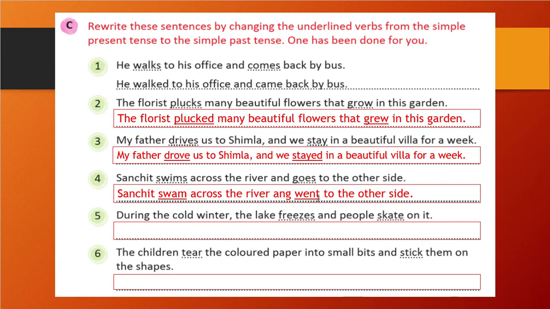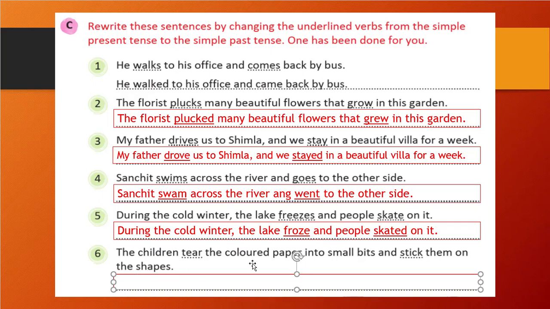That we have changed. Similarly for freeze, past form is froze, and scatter past form is scattered. We will just add ed because the ending is e. So during the cold winter, the lake froze and people scattered on it. That will be the answer, right? It is a very easy exercise. Let's see the sixth one.